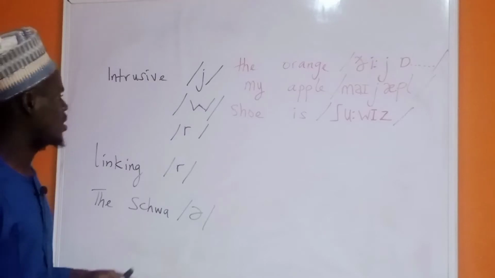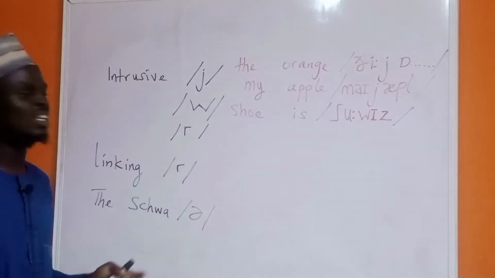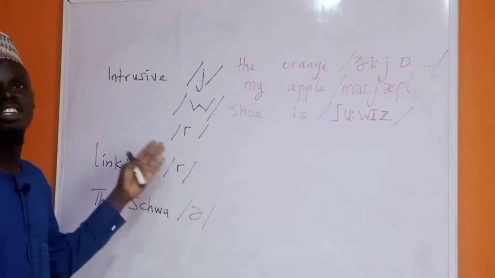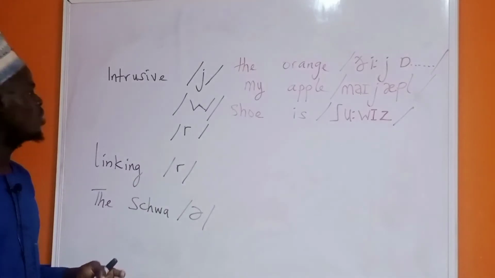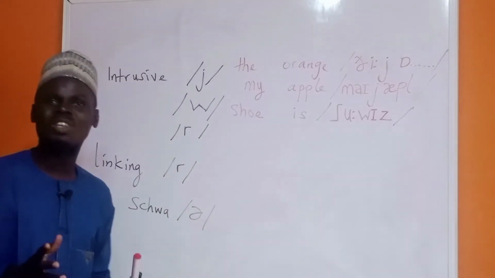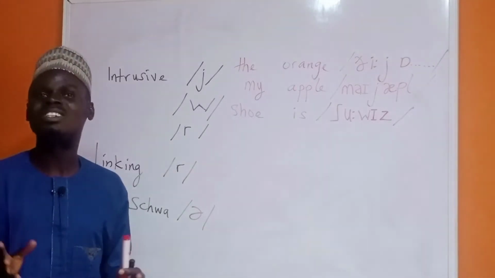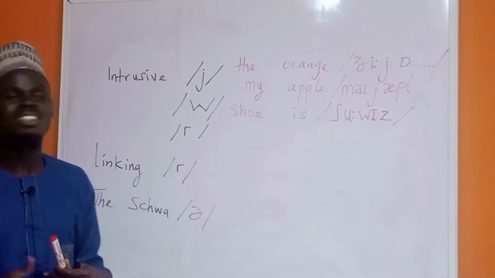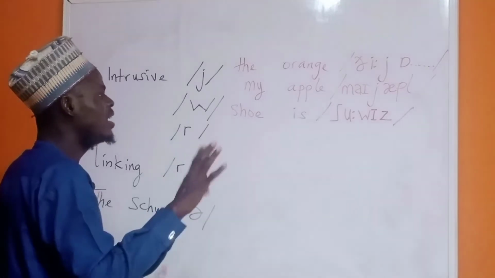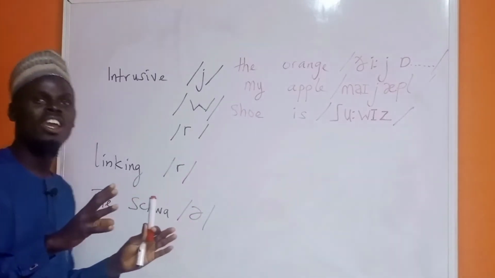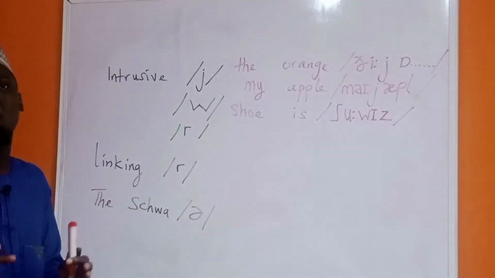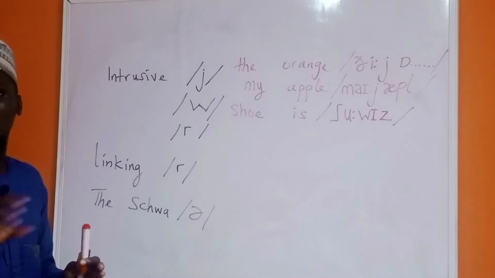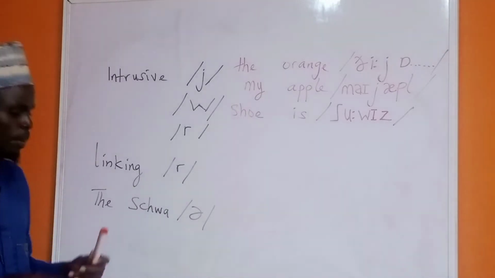Another one is the intrusive ru. This one is when a ru sound emerges suddenly in the middle of a sentence. For example, there are words in whose ends we have the schwa that is born out of sound a. For example, media.